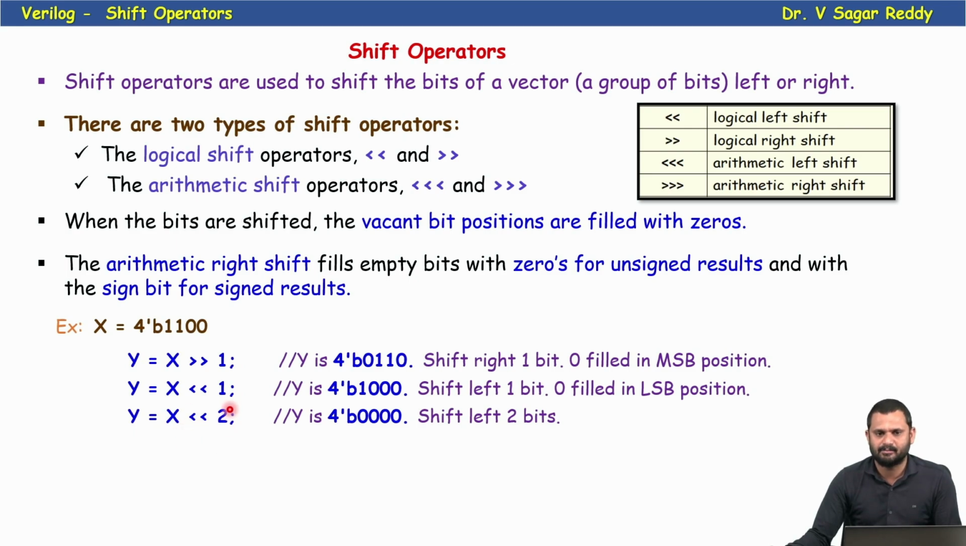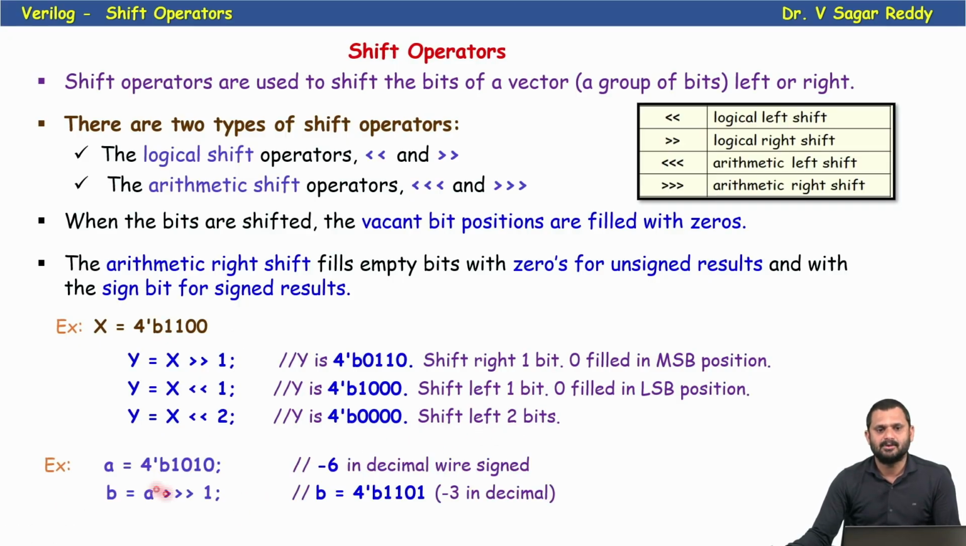Now y equal to x << 2. This is a left shift by how many positions? We need to shift 2 positions. Here it indicates 1 position, here also 1 position, here 2 positions. So this 1100 is shifted left by 2 positions. We are neglecting these bits, and we append 2 zeros there. This is the shift left by 2 bits.